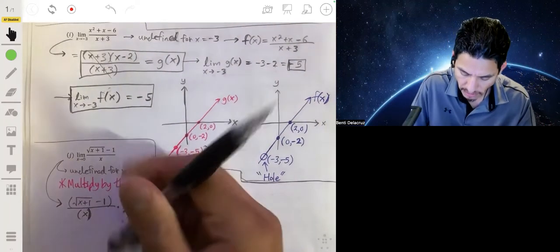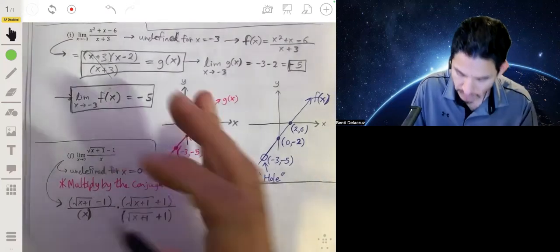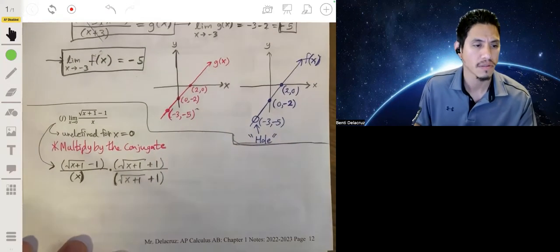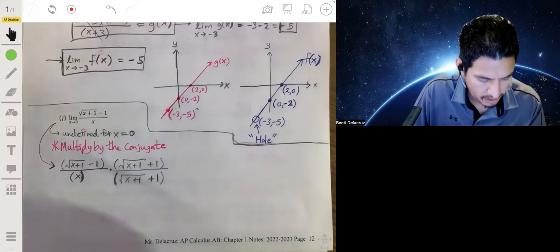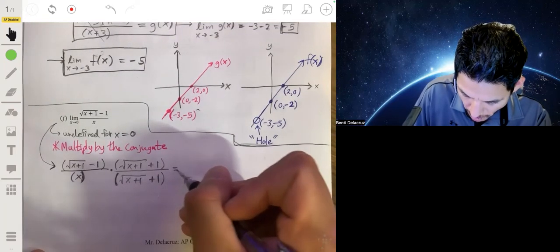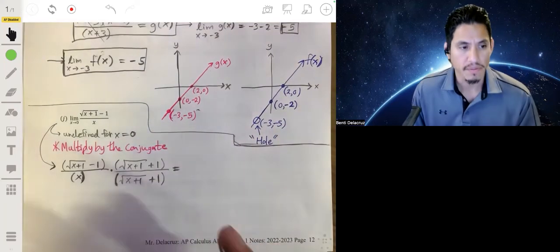I don't know why my pencil's doing this thing. Okay, so let's see if your math skills are up to par.